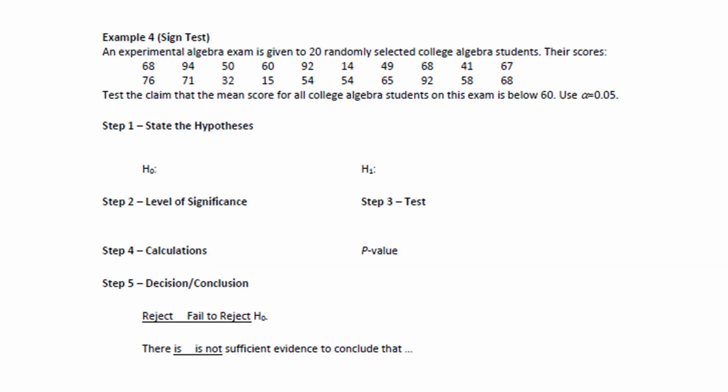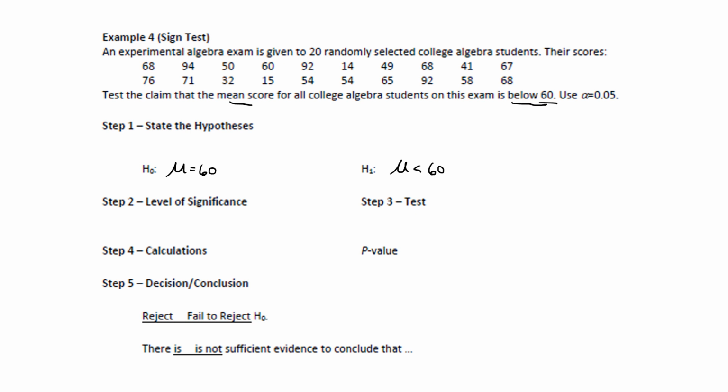Example 4. An experimental algebra exam is given to 20 randomly selected college algebra students. Their scores are listed. Test the claim that the mean score for all college algebra students on this exam is below 60. Use alpha equals 0.05. We have a set of numerical data, and we're comparing a mean to a number, 60. That indicates that we're looking at a one mean test. The null hypothesis would be mu equals 60. The alternative will be mu less than 60 because we're looking for below 60.